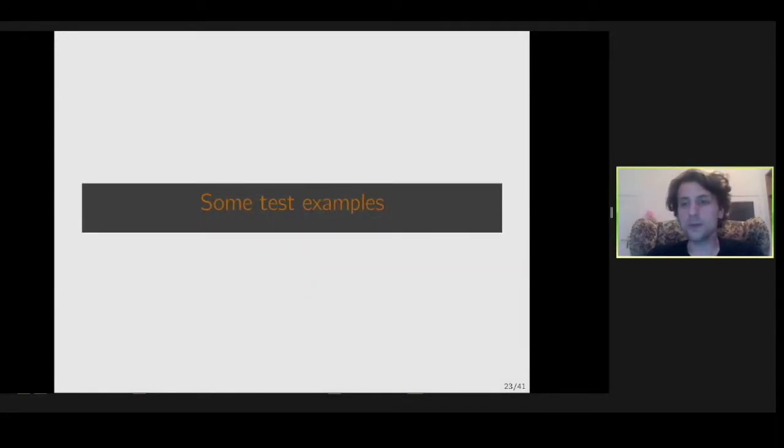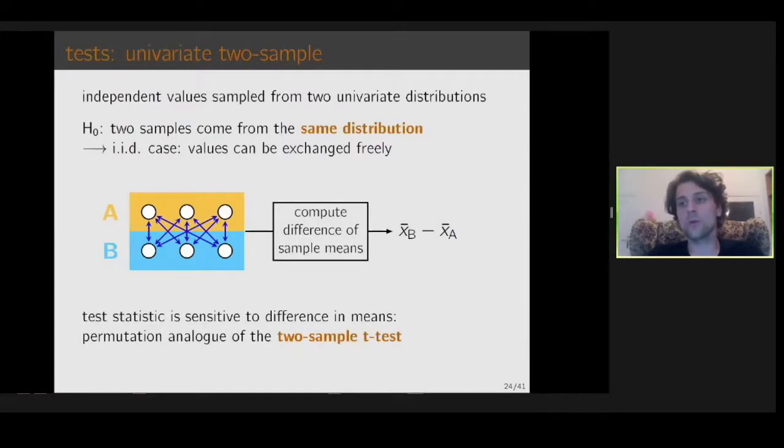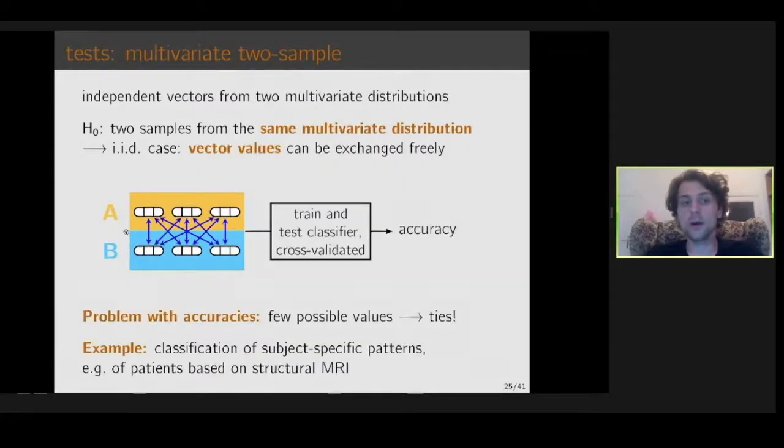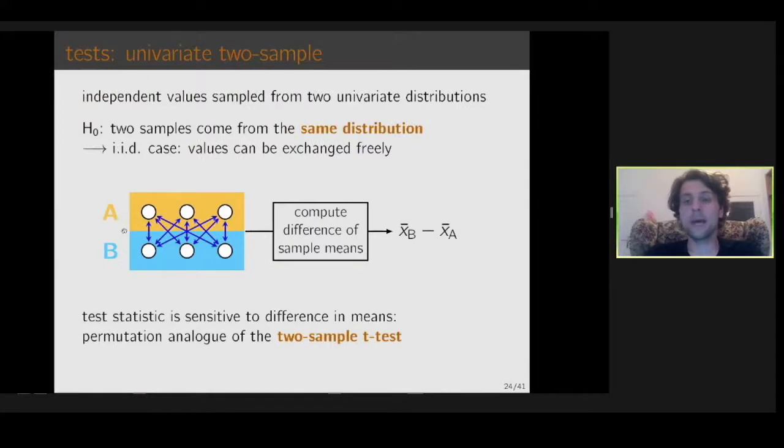So with these prerequisites, the formal procedure of a permutation test and the concept of exchangeability, we can now go and look at some basic test examples. The first one of this is the one which I've actually already used in the introduction. It's the univariate two-sample situation, where we assume that we have independent values sampled from two univariate distributions. And the null hypothesis is that the two samples come from the same distribution.